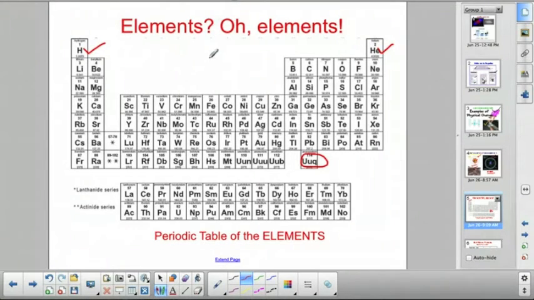Well, it just so happens that every one of these elements is made up of a different type of atom. Okay, so in other words, let me give you an example. Hydrogen, element number 1, has 1 proton. So any atom that only has 1 proton is a hydrogen atom.